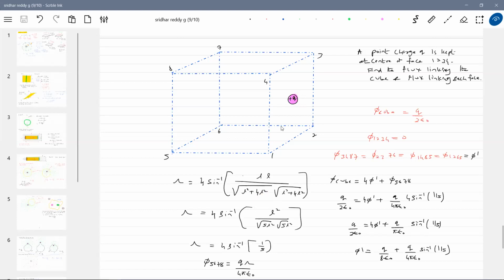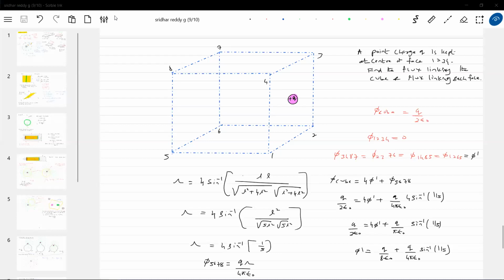Okay, a few more are there; tomorrow we can discuss them. We'll end the class here. Try to work out all these logical questions which are available in most of the books. Only flux due to charge enclosed. Try to work out such numericals.